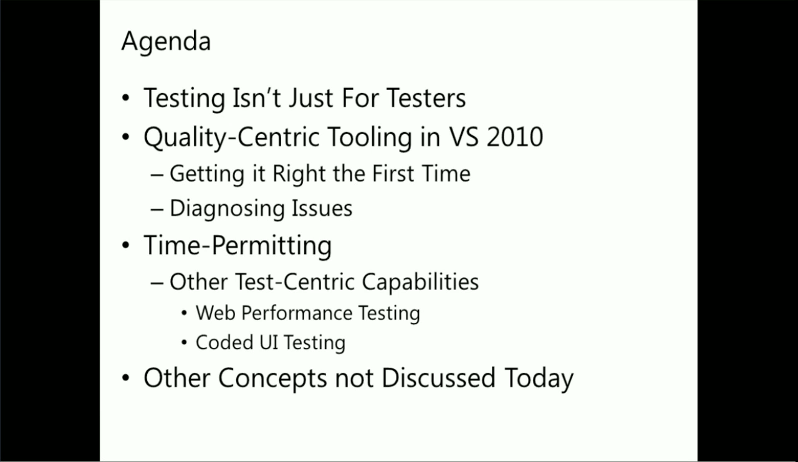So here's a quick look at what we're going to run through. We're going to talk about some quality-centric tooling in VS 2010, some tools that are on both sides of the fence in terms of what can help you get your code right the first time before it goes over the wall to testing, and also some tools that have been revamped or introduced in 2010 to help you troubleshoot any existing issues that come up. And then depending on the number of questions and the amount of time that we have left, I'm going to go through a couple other test-centric feature sets as well, specifically around web performance testing and UI automation testing.